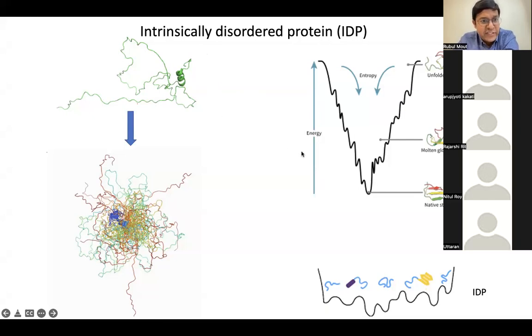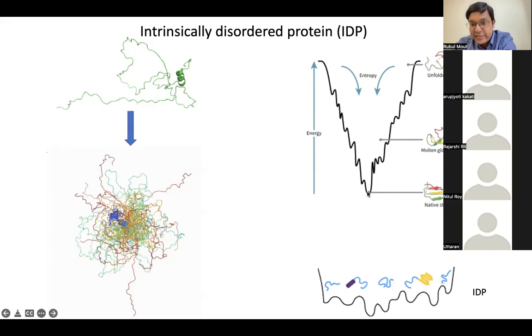So these intrinsically disordered proteins do not have a proper structure, yet they do profound functions inside our cells. The reason is that last class we talked about this energy funnel, right, where proteins are made and then go down the hill and try to find the lowest energy state. That is the state where the protein would be stable, and that's the case for most proteins that have structure.